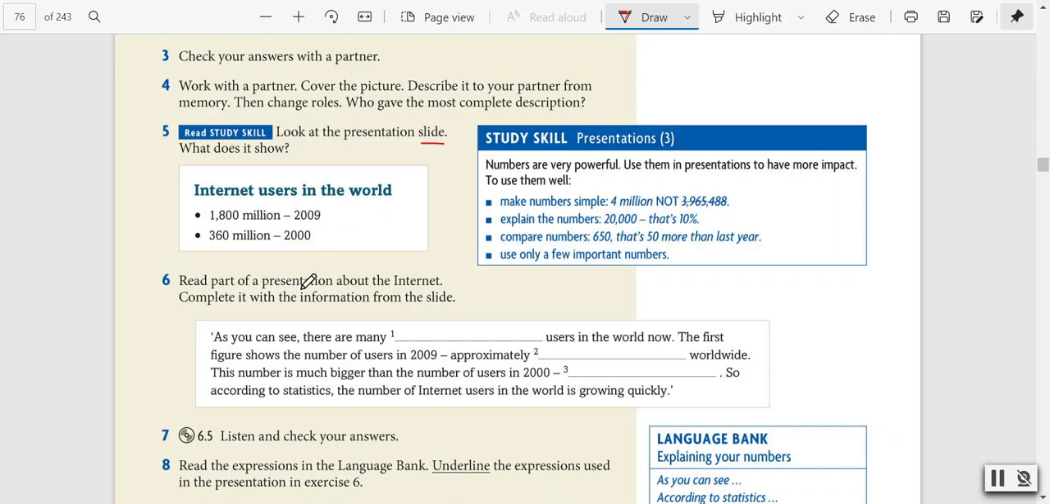Read part of a presentation about the internet, complete with the information from the slide. We have this part of the info in the presentation. Okay. We have only a part of this presentation. We must fulfill them by using this information that we have. As you can see, there are many dash users in the world now. Okay, we have what? We have many internet users. We must use this information.